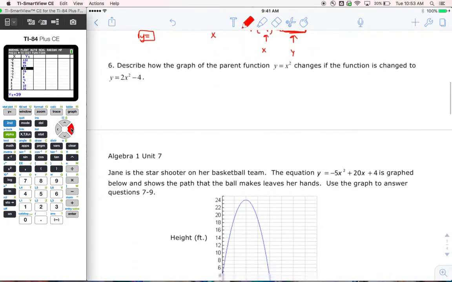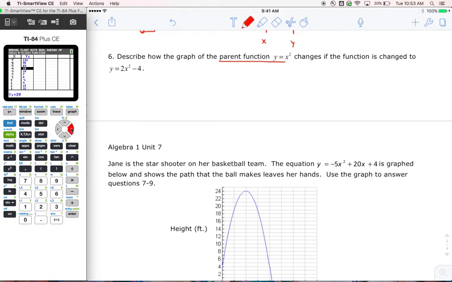Okay, number 6, describe how the graph of the parent function y equals x squared changes if the function is changed to y equals 2x squared minus 4. So for this question, you guys were looking for things like it got skinnier, or it got wider, or it shifted up, or shifted down, shifted left, shifted right. Those are the things that we want when you answer this question.